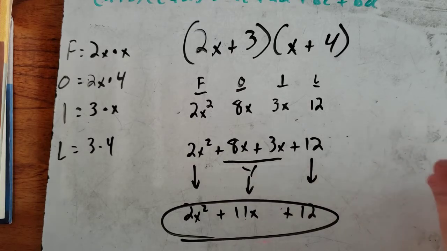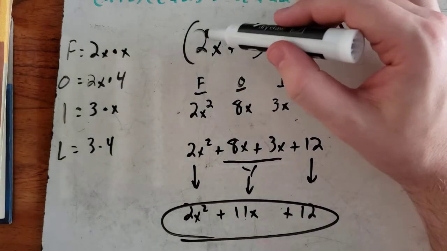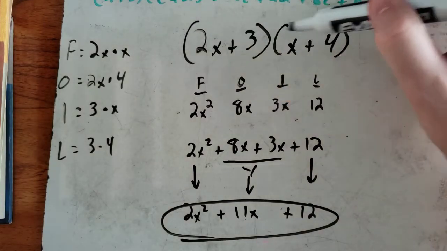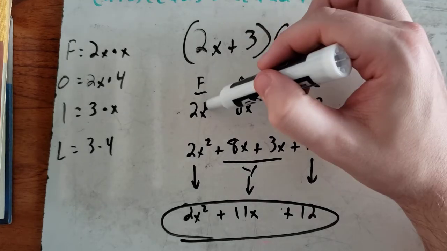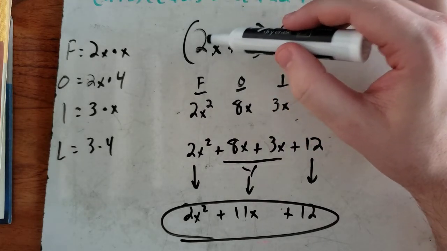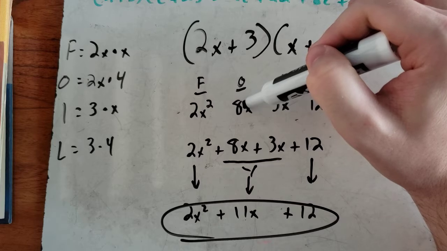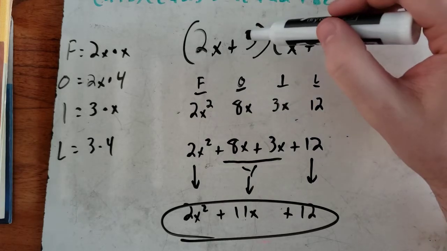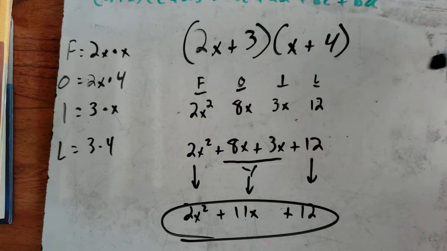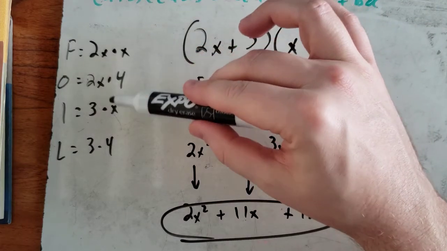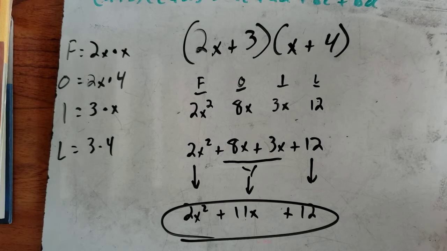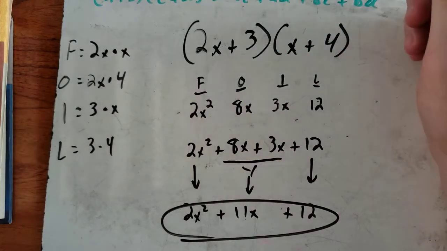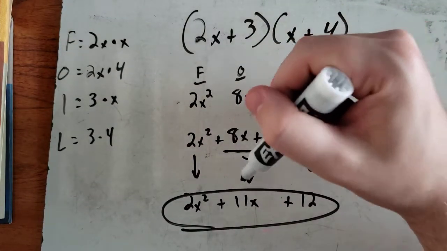Okay, same thing, just add a few more numbers in there, okay? First terms, 2x times x, 2x squared. Outer, 2x times 4, 8x. Inner, 3 times x, 3x. Last, 3 times 4, 12. Okay, all that we did right here. And we put it all in the equation. Combine our like terms in the middle, put it here.